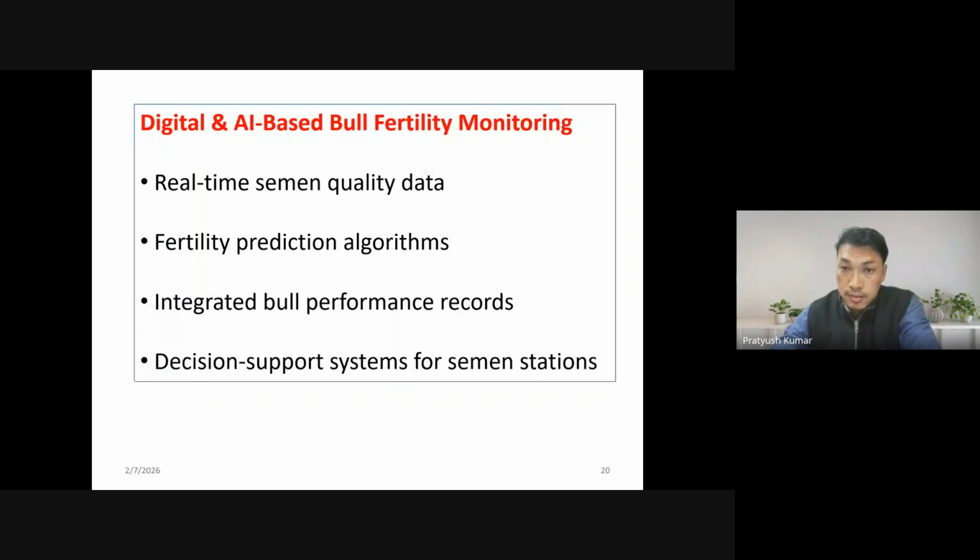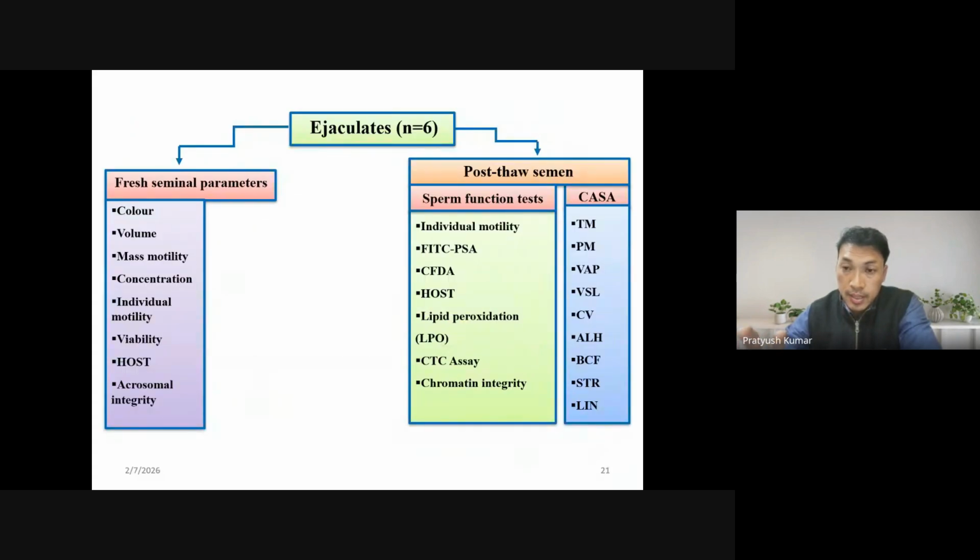A simple example from a study, this is my study during my PhD, I want to show you. Generally we use manual methods. In fresh semen parameters, we see color, volume, mass motility, concentration, viability. On the right hand side you can see FITC-PNA, CFDA, which I already told you are advanced technologies nowadays, chromatin integrity, CTCSA, and the CASA.